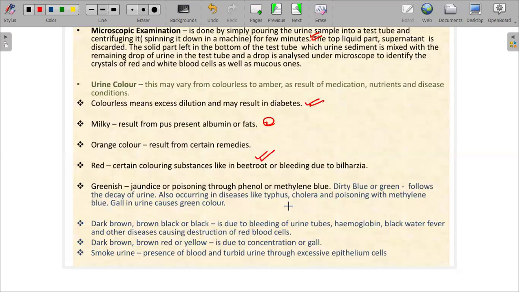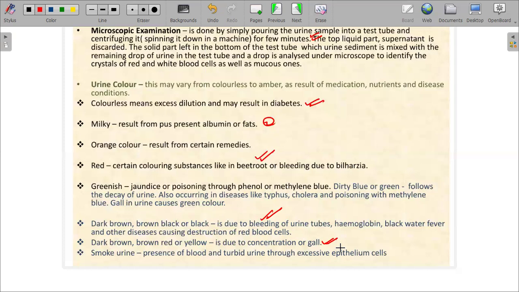So the dark brown is also another color, which is dark brown or black, and is due to bleeding. It can be due to bleeding of the urine tubes or hemoglobin, black water fever, and other diseases that cause destruction of red blood cells, causing the brown or black color. We also have dark brown or red yellow, which is due to concentration of gall again. And then there's also what is called smoky urine, presence of blood or tubes in urine through excessive epithelium cells.